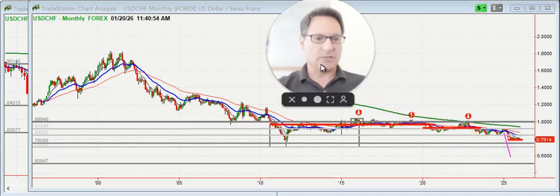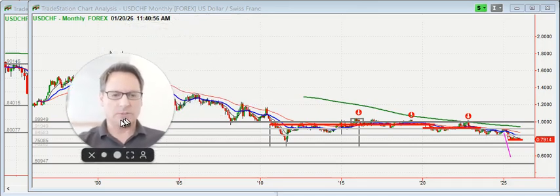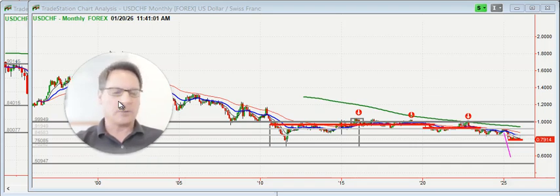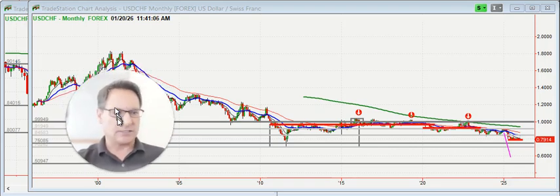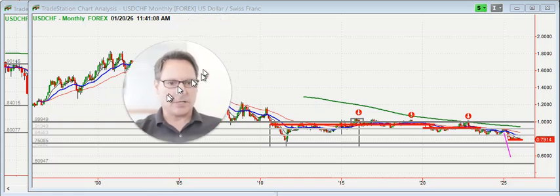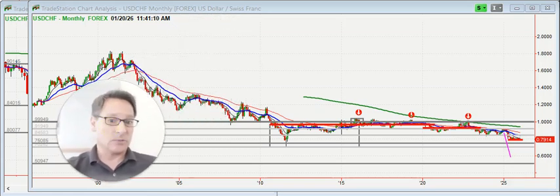So the Swissy is our top, our strongest pair of all the pairs as part of the big currency shifts. And I'm actually going to reveal the strongest and the weakest currency pairs soon, and that's what we trade. Thanks.